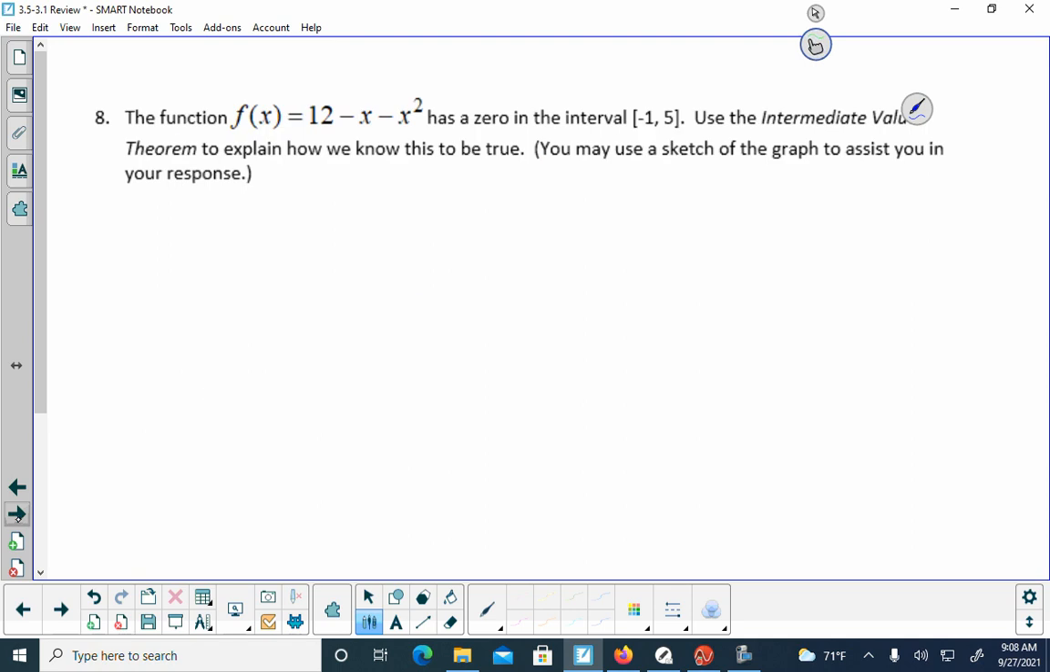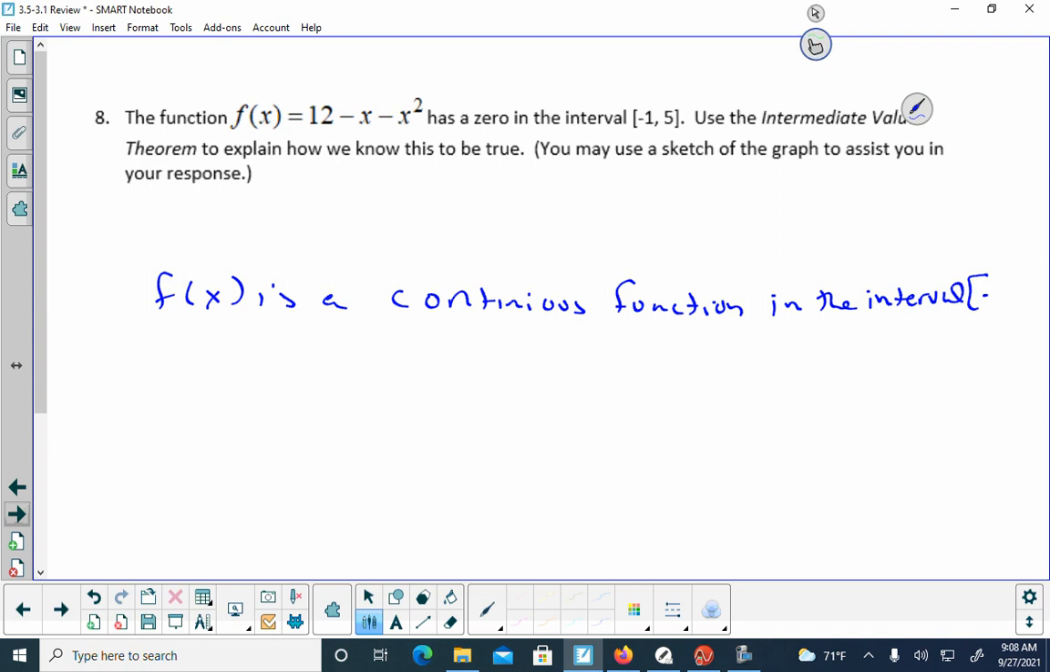Number 8, the function 12 minus x squared has a 0 over the interval of negative 1 to 5. Use the Intermediate Value Theorem to explain how we know this to be true. First thing I have to say is f of x is a continuous function. You can be as specific as to say it's a continuous function in the interval, but it's continuous everywhere, so it's not just in that interval. It is a continuous function.